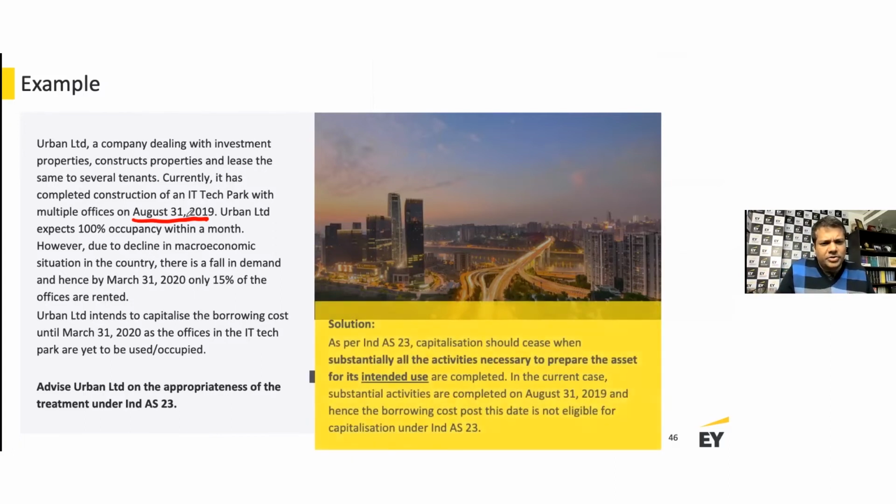So look at the solution here. As per Ind AS 23, capitalization should cease when substantially all the activities necessary to prepare the asset for its intended use are completed, right? In the current case, substantial activities are completed on August 31st, 2019, and hence the borrowing cost post this date is not eligible for capitalization under Ind AS 23.